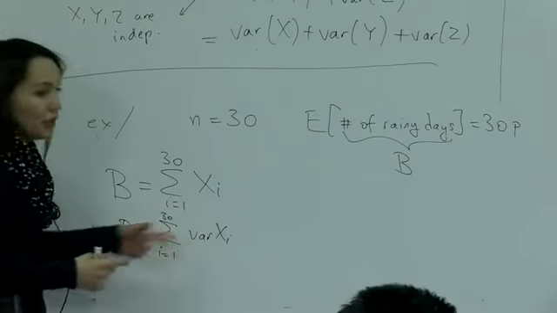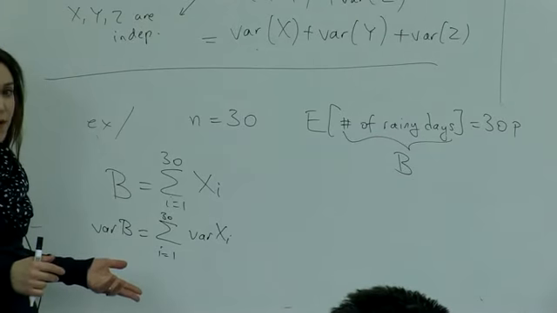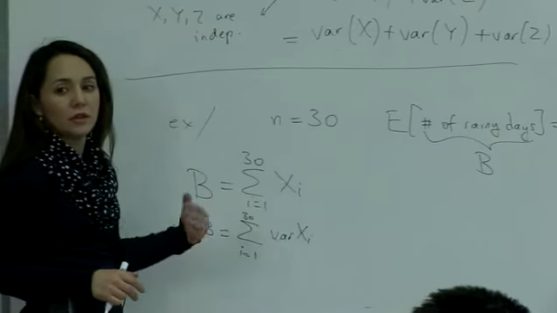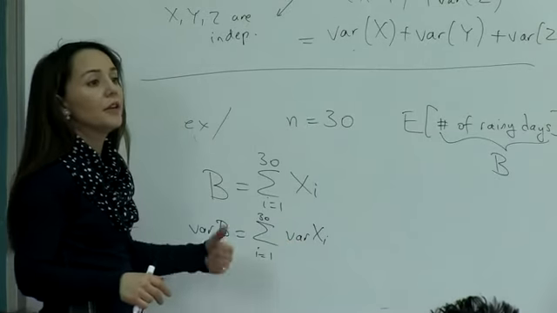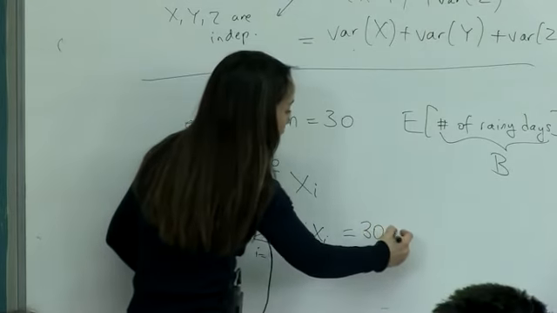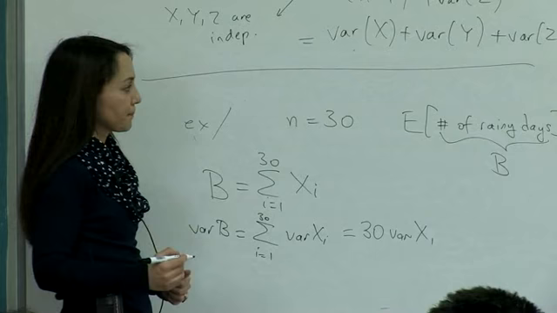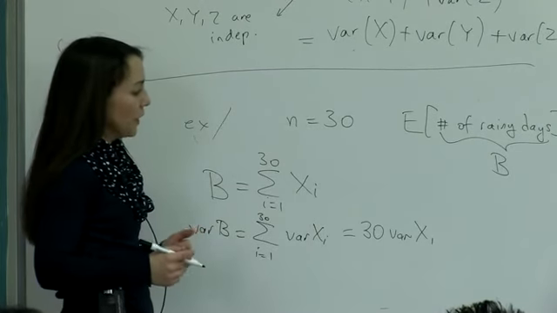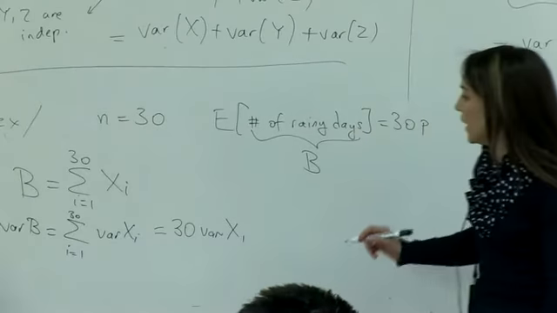Now, each day has equal probability of rain. So the xi's have identical distributions. Okay? The variances of xi's are equal. So we can just say this is 30 times the variance of x1. Right? 30 times the variance of x1. What is the variance of x1? Variance of a Bernoulli. How do we compute that?